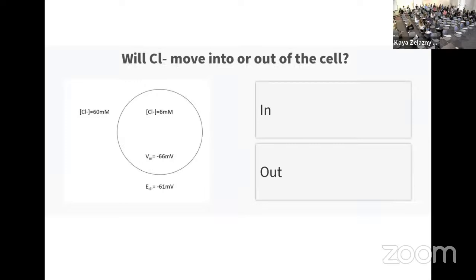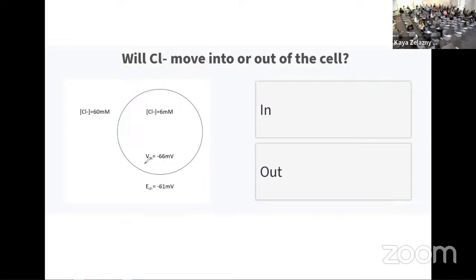We'll do another example here. So for this example, we're going to look at a chloride ion. We're going to try and figure out whether it moves into or out of the cell. So when we're trying to figure out which way it will actually move, that means it's a question about our electrochemical driving force, so long as we're talking about an ion, it's a charge.